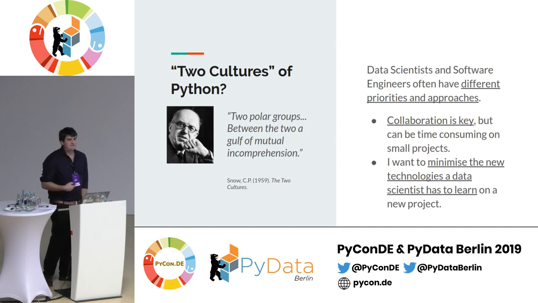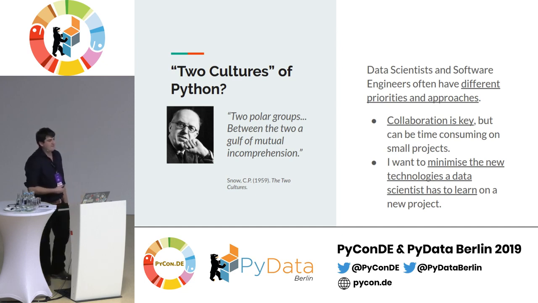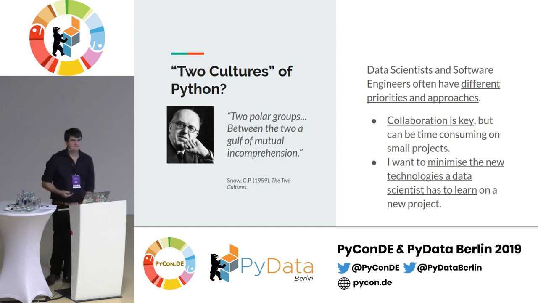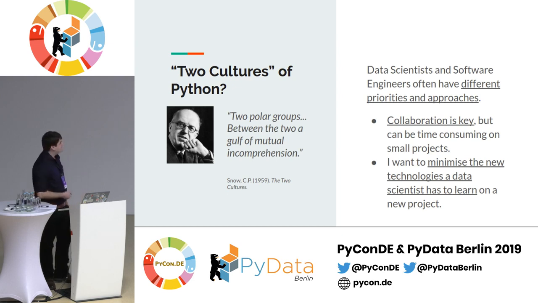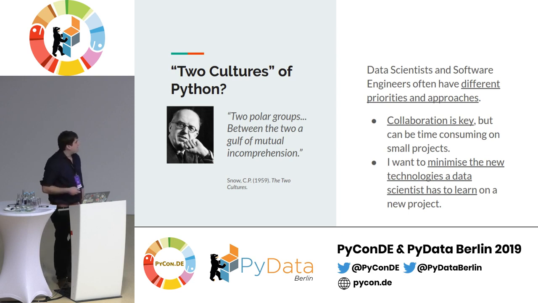It's not quite as bad as the C. P. Snow essay on the two cultures of the arts and humanities back in the 1950s and so on. But there is definitely, in my opinion, those two cultures and two backgrounds to your typical person working in Python. They have different priorities and different approaches, and it's really important that these two communities collaborate with one another. Hence why everyone's here today, right?